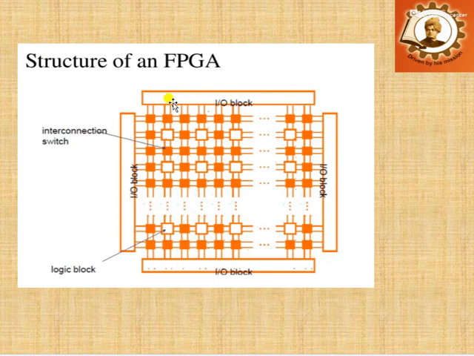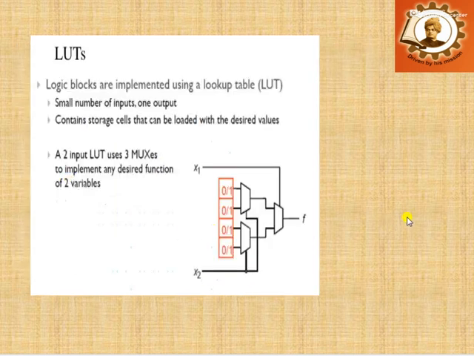So depending upon your requirement, your logic block can be used, and these IO pins are connected through this IO block. Here, the lookup table inside your FPGA, that means the configurable logic block, the logic cell, has a lookup table. For 2 inputs, the lookup table uses a 2:1 mux to implement some functionality of 2 variables. So this is your lookup table approach.